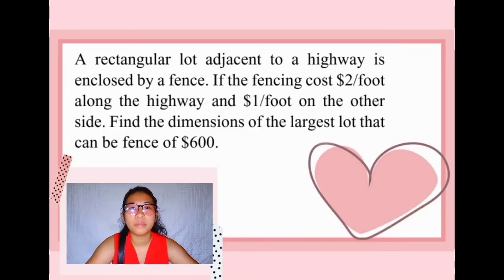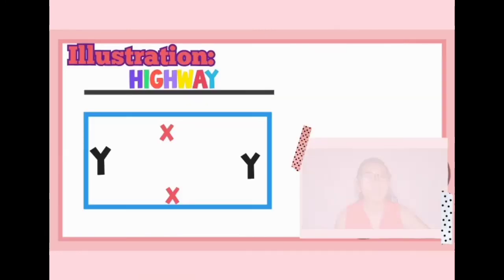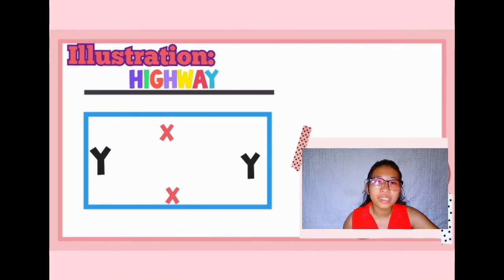Our minima or maxima problem is this. A rectangular lot adjacent to a highway is enclosed by a fence. If the fencing costs $2 per foot along the highway and $1 per foot on the other sides, find the dimension of the largest lot that can be fenced for $600. The first thing to do is we will illustrate the said problem. Note, one of the sides of the lot is adjacent to a highway.